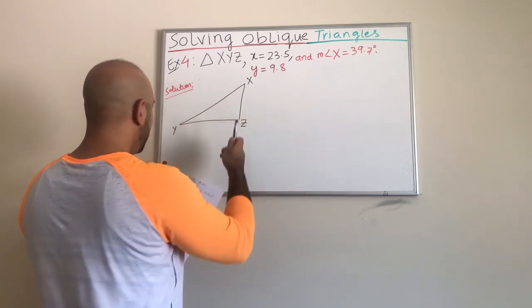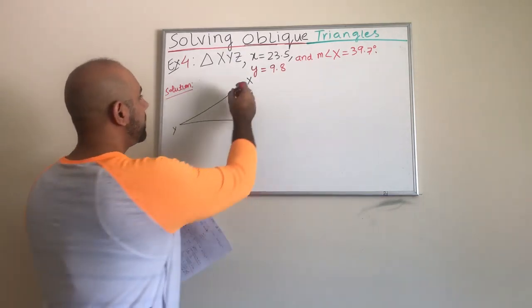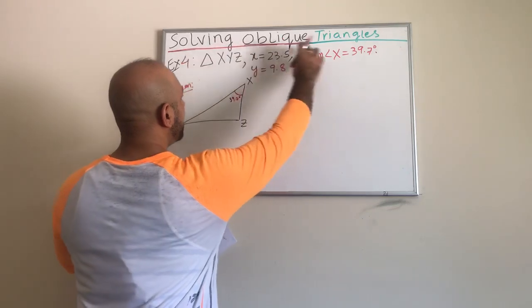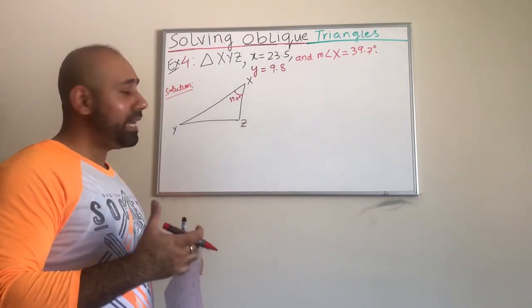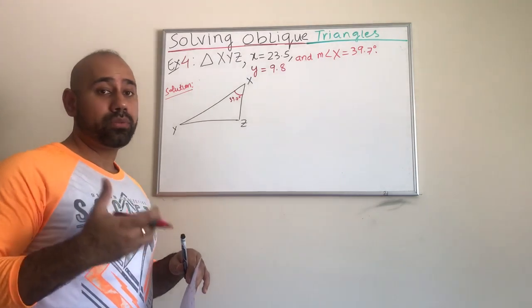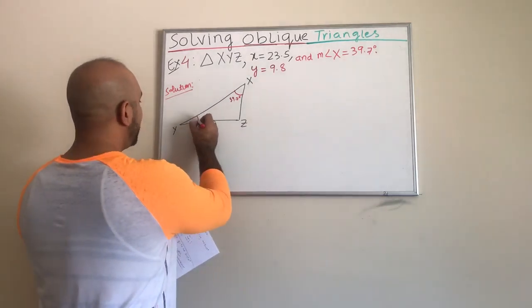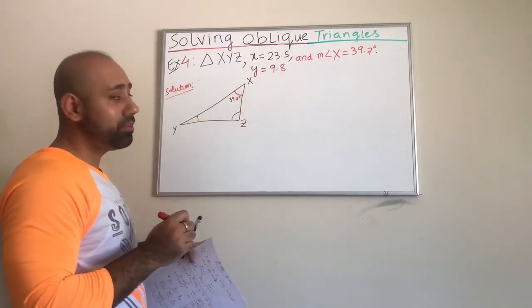Then let me label the given pieces of information. I have the measure of angle X, which is 39.7 degrees. Once this information is provided, my first step is always to draw a triangle, and that makes it easier for us to solve for the missing pieces. I don't have the measure of angle Y, I don't have the measure of angle Z. Those are the two things that we have to figure out.